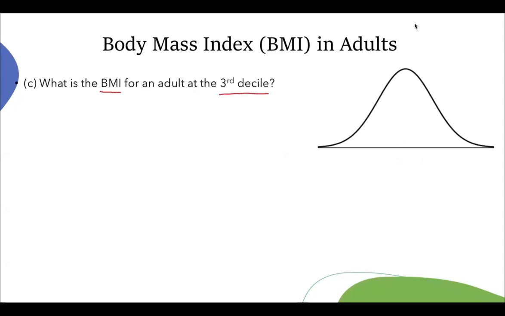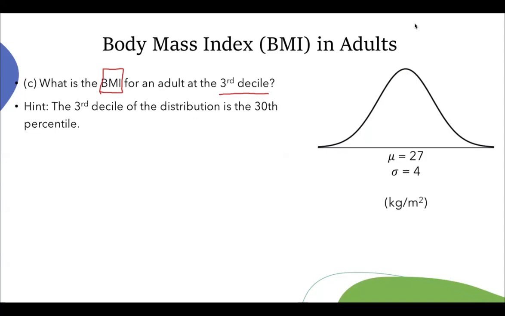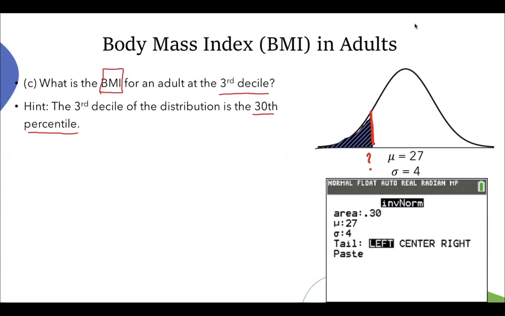We're finding the BMI for an adult at the third decile. So the third decile is the same as the 30th percentile. 30th percentile means that you're looking at 30% of the leftmost area, the bottom area. So shade in the bottom 30%. Your vertical line is where the BMI that you're trying to find is. So you use area 0.30, make sure it's left. Mean and standard deviation are 27 and 4.